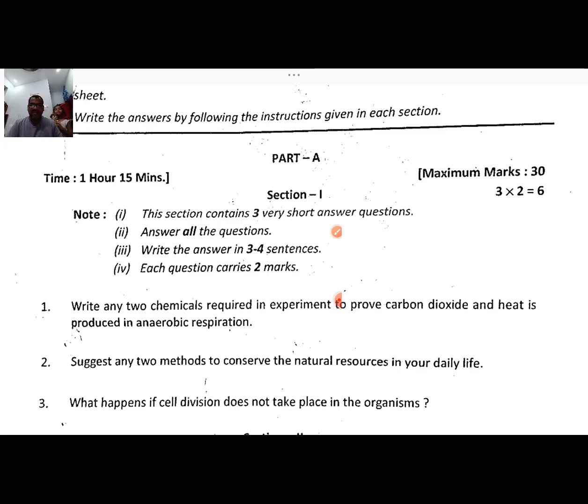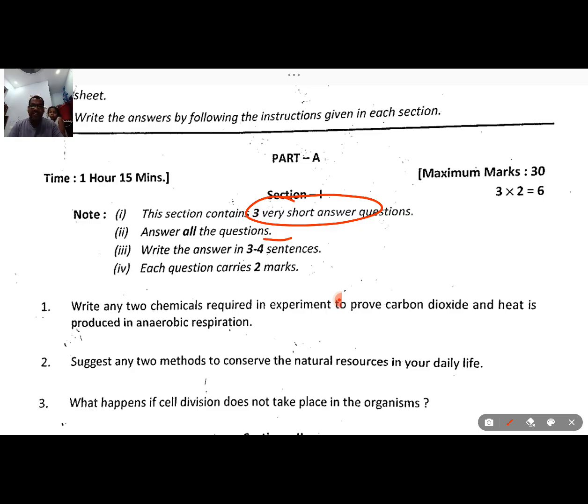What type of concepts will be asked in what question, all that was given very clearly. Now just focus on this class. This is very important. It can be used as a checklist for tomorrow's exam. Your biology question paper, just like physics, contains three sections. In section one you will get three very short answer questions.